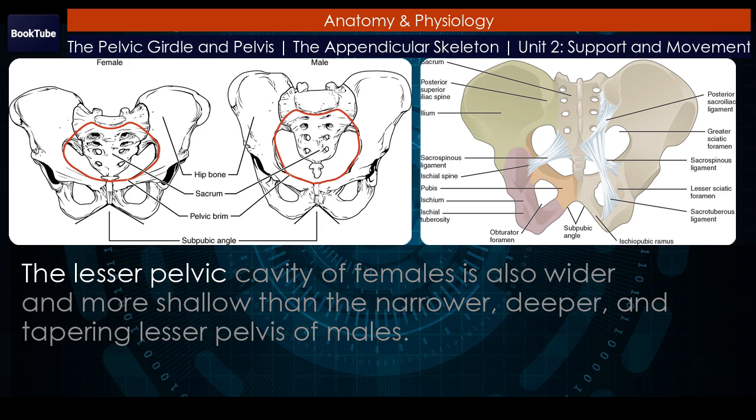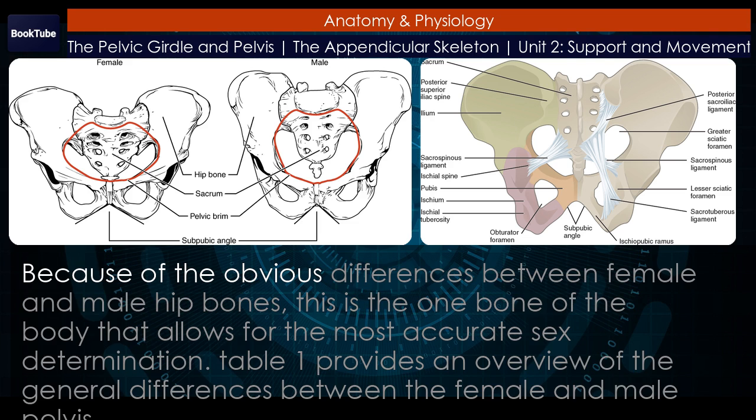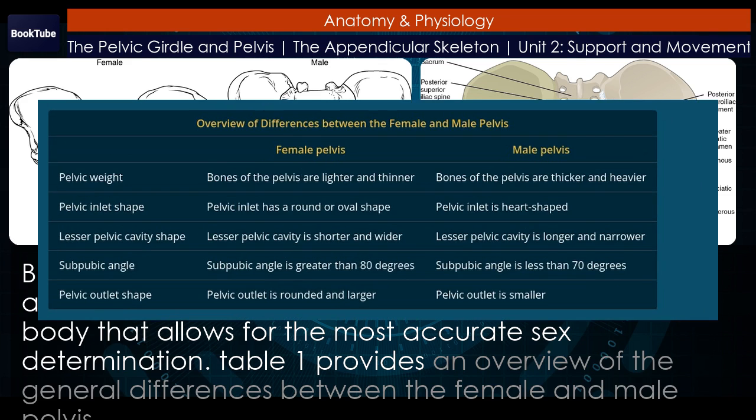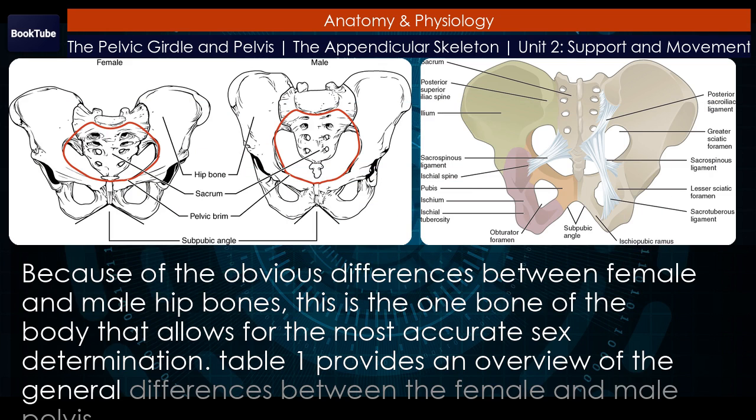The lesser pelvic cavity of females is also wider and more shallow than the narrower, deeper, and tapering lesser pelvis of males. Because of the obvious differences between female and male hip bones, this is the one bone of the body that allows for the most accurate sex determination. Table 1 provides an overview of the general differences between the female and male pelvis.